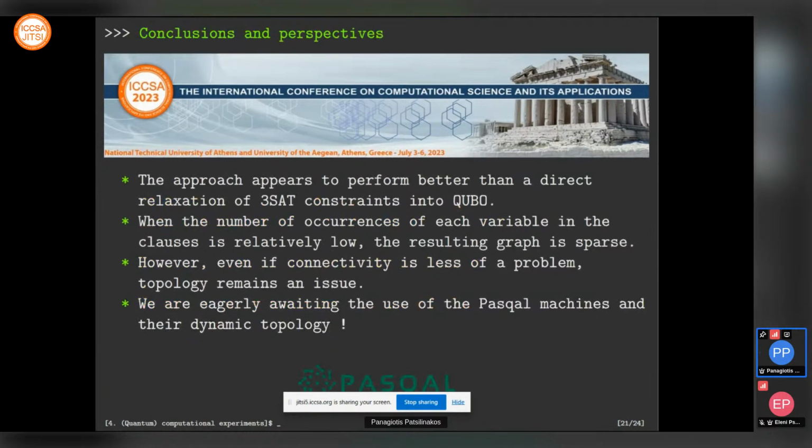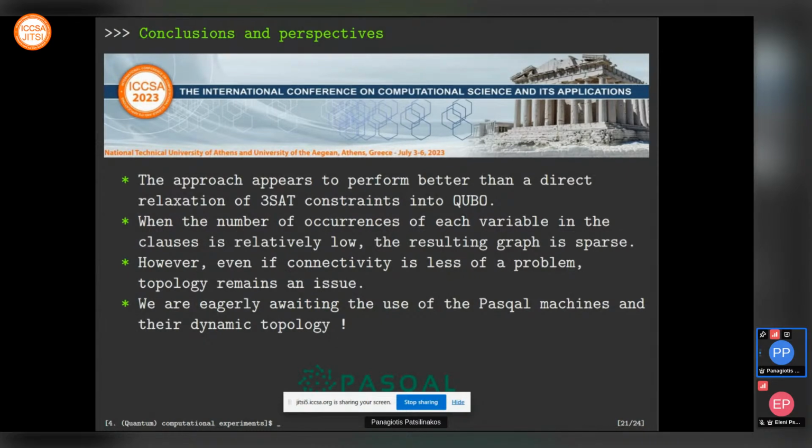Okay. So to conclude, this approach may be a good idea. I think it would be nice to continue to work with these specific tools from complexity theory, I mean here the different polynomial time reductions from one NP problem to another. And also, still on this project, we try to solve a 3-SAT problem, but with another type of analog quantum machine, the Pasqal one.